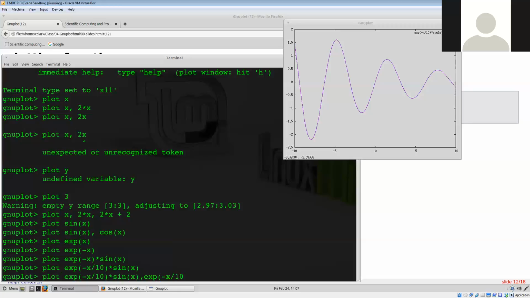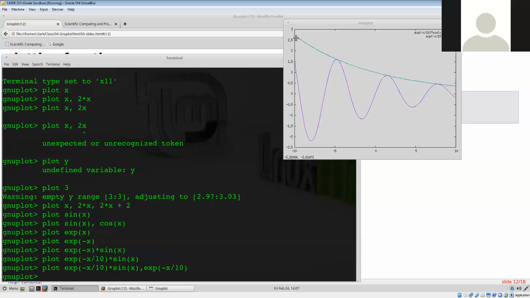So here's an exponential decay with an oscillation, and then the exponential decay part plotted on top, so you can see how the peaks of these sine waves go up and touch this exponential line here, and then they oscillate back and forth between those. You can graph anything.